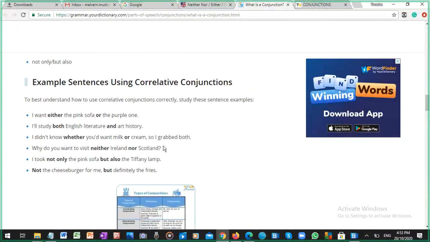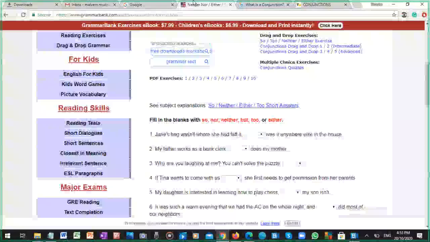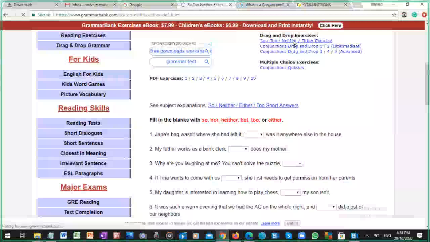Okay. Okay, so now let's move on and try to do examples. So here we have so, nor, neither, but, too, and either, right? So these are all conjunctions. Does that make sense? Okay. All right, well, let's start with something much simpler. Wait, with drag and drop.